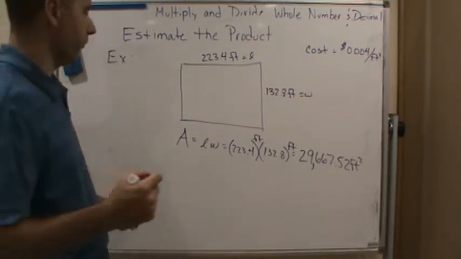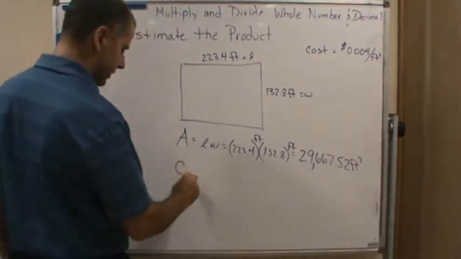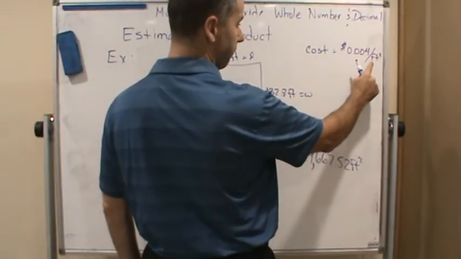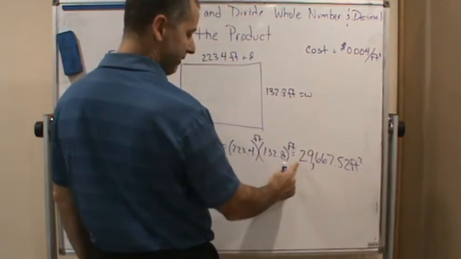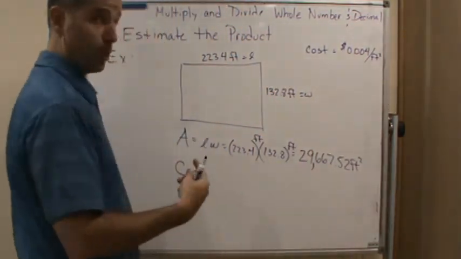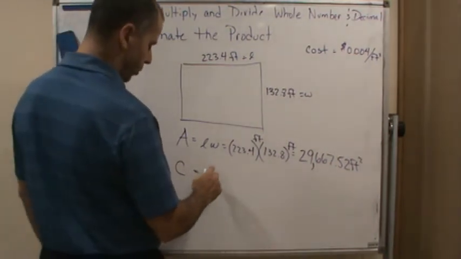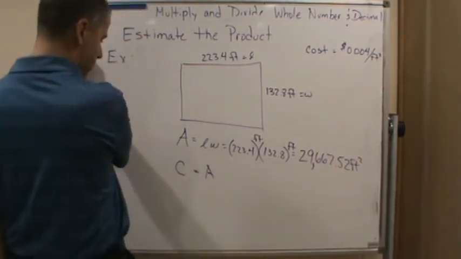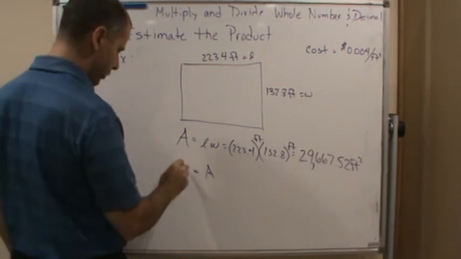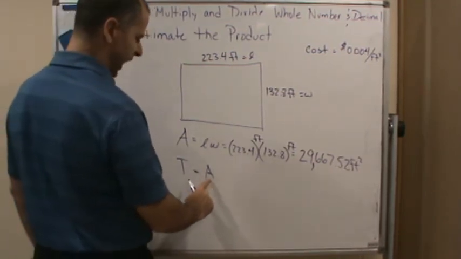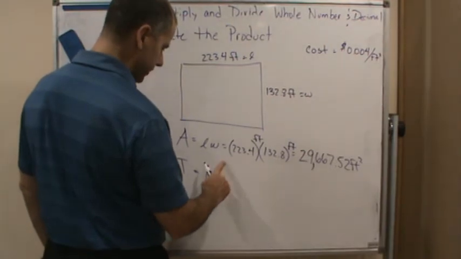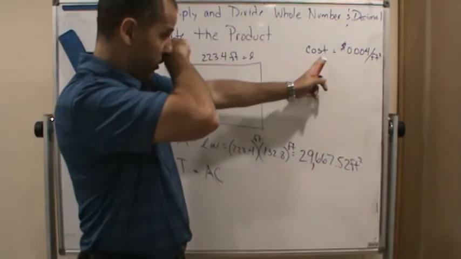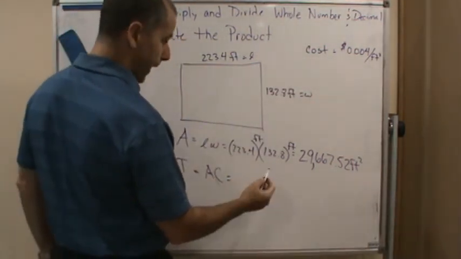And now, what is the cost? Now the cost is what? This is what they're charging for every square foot. Well, we have this many square feet. So it's another multiplication problem. So the cost is going to be the area, right? Or let's call it total cost. That's going to be confusing. Let's call it total cost, T. Is going to be the area times this cost.